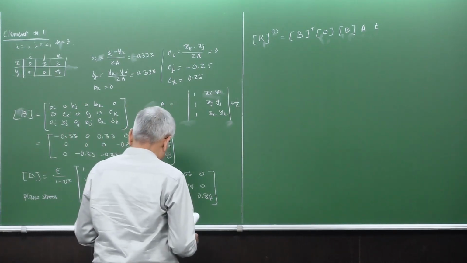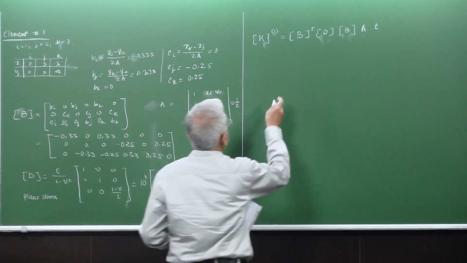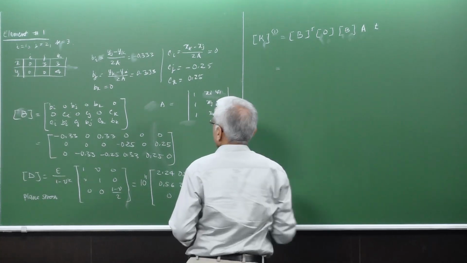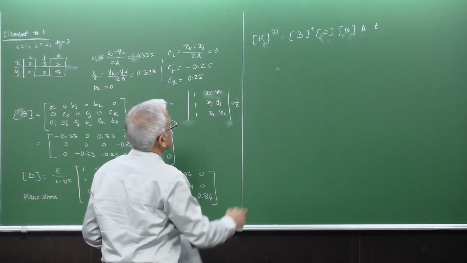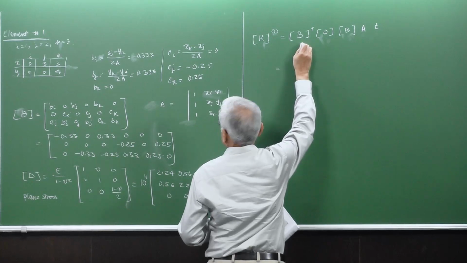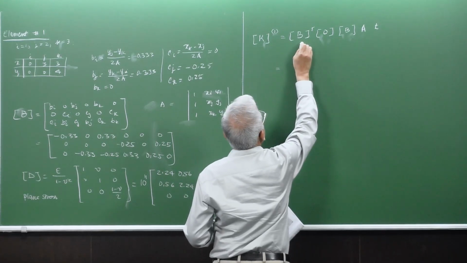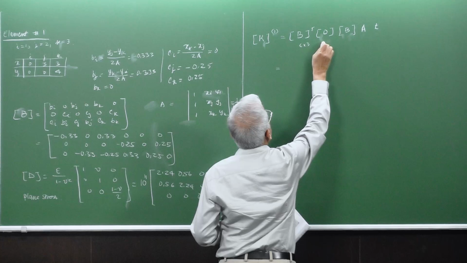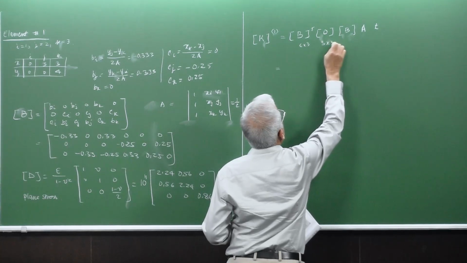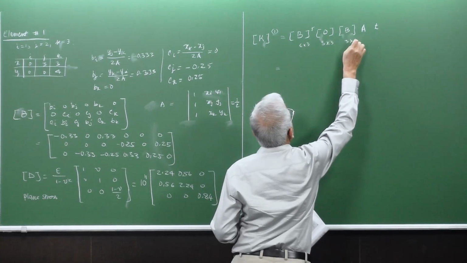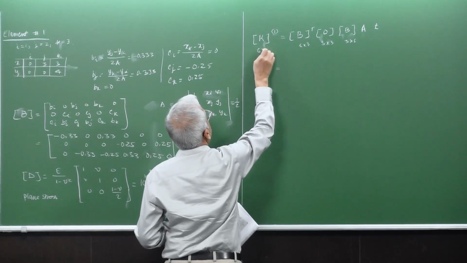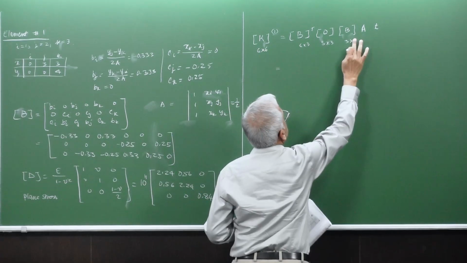Okay. So substituting all these things, the size of B transpose will be 6 by 3. This is 3 by 3 and 3 by 6. And totally this will be a 6 by 6.